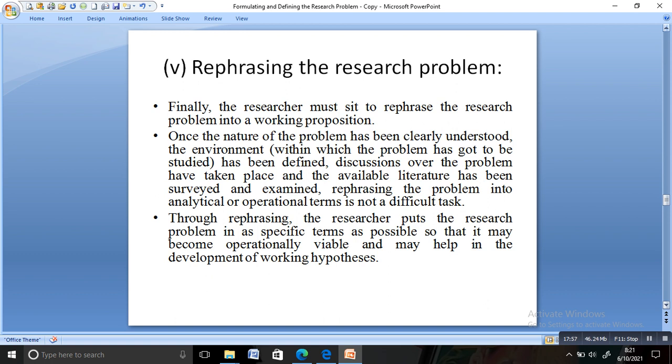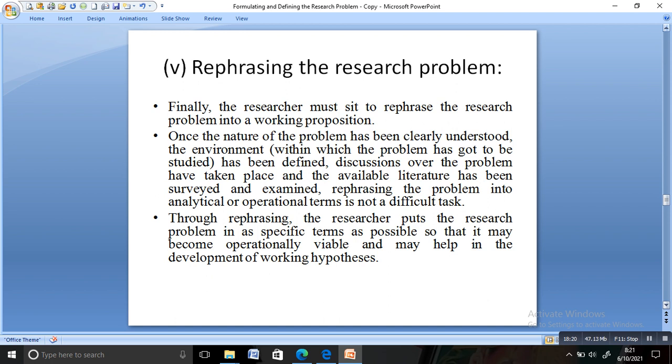Next, you have to rephrase. You have to think whether you are going for in vitro studies, in vivo studies, whether you are using cell line studies or you are using some alternate method. So the working proposition you should rephrase, based on the literature, based on the discussion done with various persons. You should rephrase your research problem.